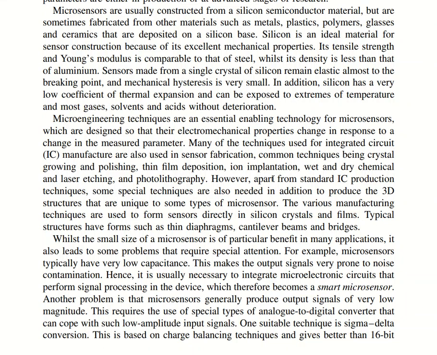And typical structures have forms such as thin diaphragms, cantilever beams, and bridges. The small size of the microsensor is a particular benefit in many applications. It also leads to some problems that require specific attention as well. For example, microsensors typically have very low capacitance, which makes the output signal very prone to noise contamination. Because of this, it is usually necessary to integrate a microelectronic circuit that performs signal processing in the device. And because of that, it becomes a smart microsensor.